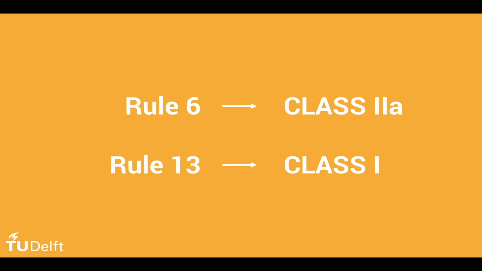Now we have two rules that say different things, right? Rule 6 says our stapler is Class 2A because of its invasiveness, but Rule 13 says it's Class 1 because of its limited risk type of active properties. So what rules should we follow? Do we take the lowest class because that's easier to comply with, or do we take the highest class, which is harder to comply with and hence more expensive? Luckily, the MDR already has the answer.